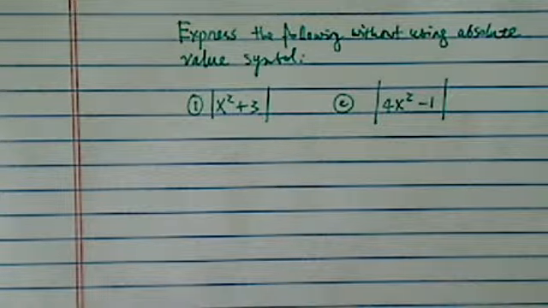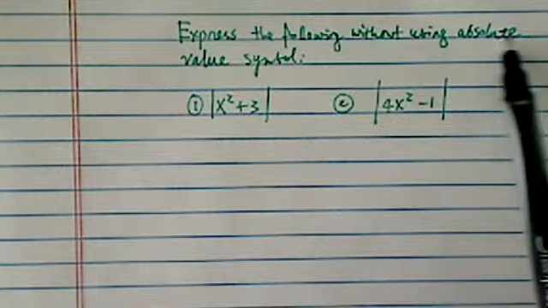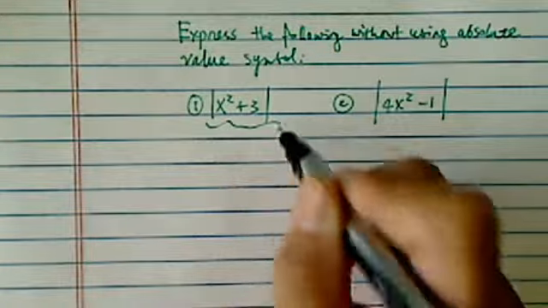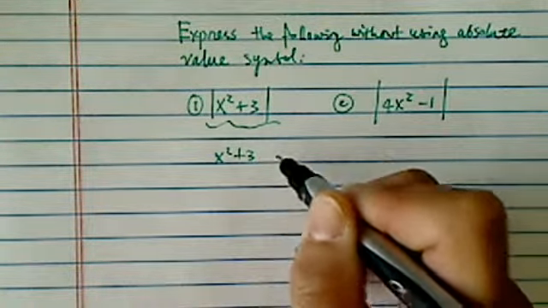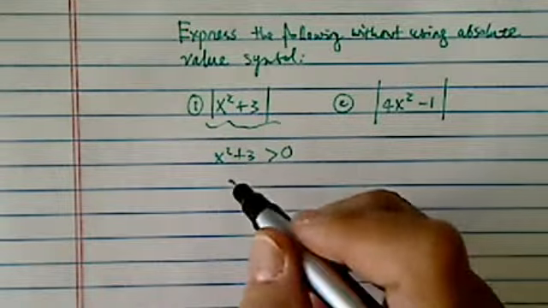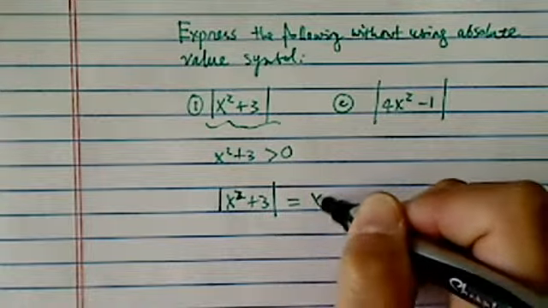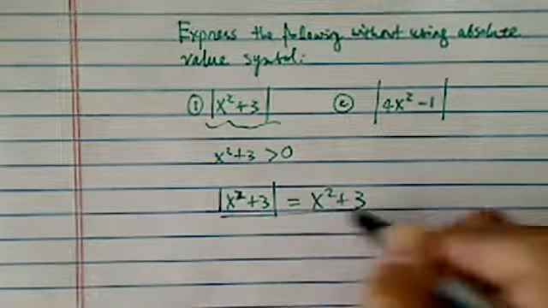Today we have an interesting problem here. It says express the following without using absolute value symbol. Okay, now the first one is pretty easy. x squared plus 3 is always bigger than 0, so the absolute value of x squared plus 3 is actually equal to x squared plus 3. Okay, then we're done.